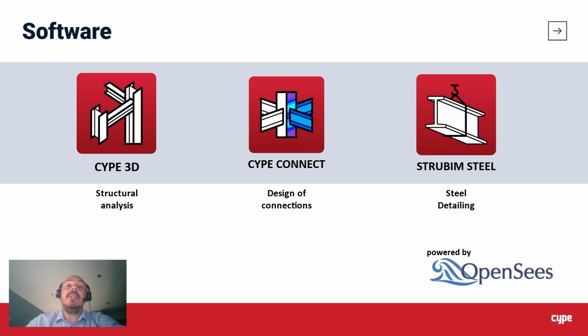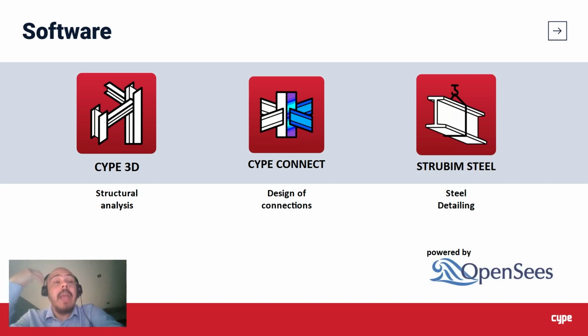And there's a third software called Struბing Steel. The main purpose of this one is steel detailing. If we get the information from Cype 3D, start developing the design of the connections with Cype Connect, then we can finish and have a detailed model here in Struბing Steel. And this is the software that will then be used to generate the models for fabrication, for manufacturing.